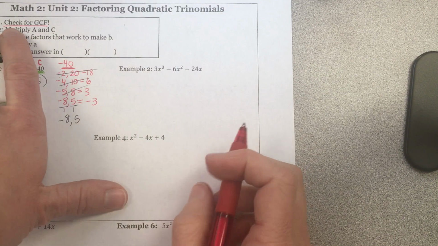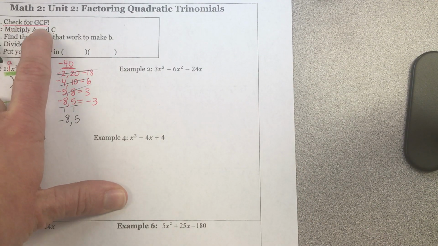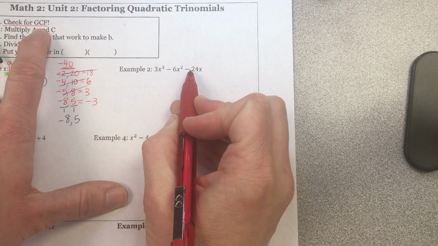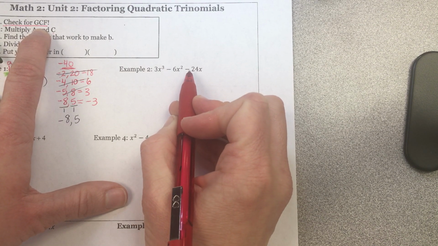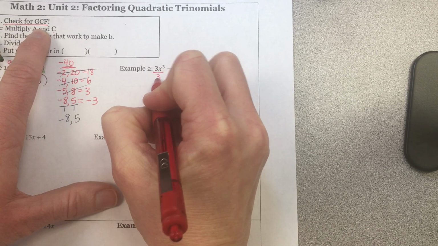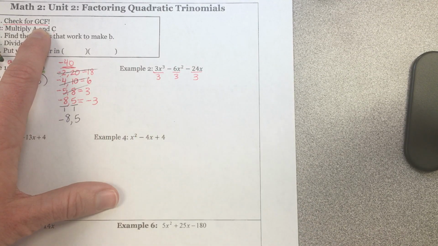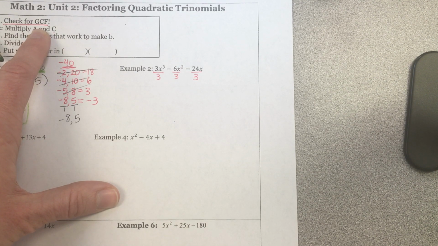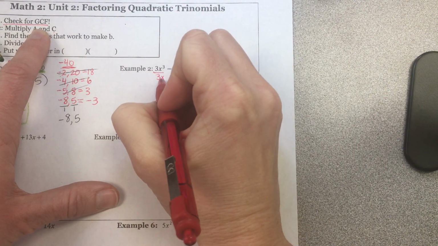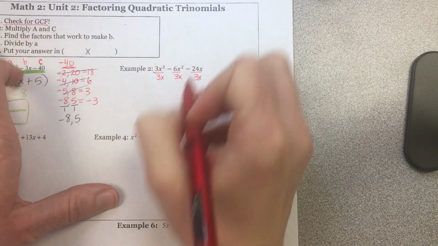All right, what does step 1 say to do? Check for a GCF. 3, 6, and 24. Do they have anything in common? What do they have in common? 3. So we're going to put a 3 under all of them. 3 will go into all of them. What else do they all have? An x. They all have an x. So I'm going to put an x under all of them.